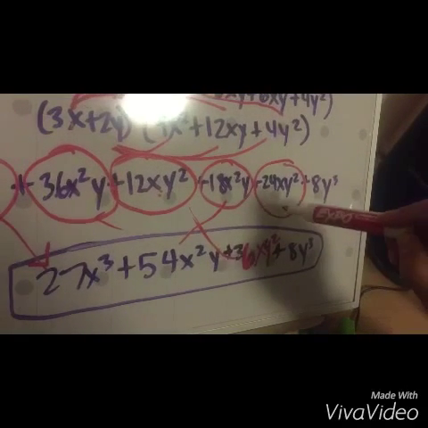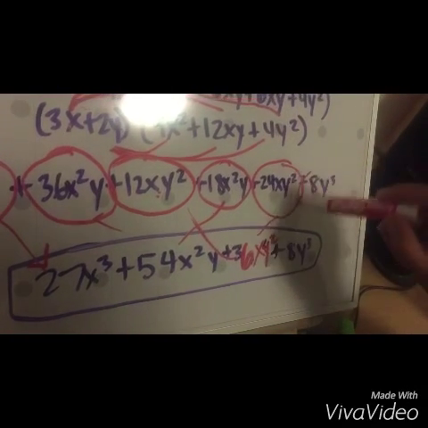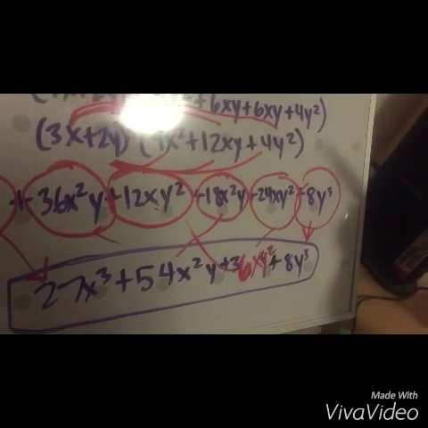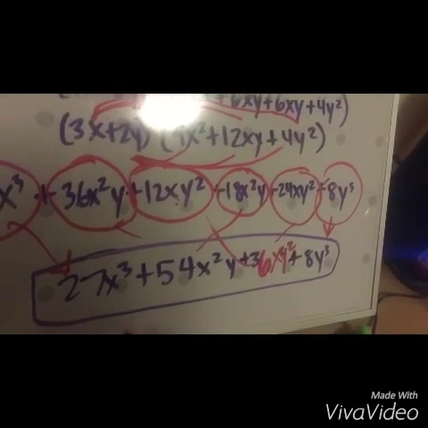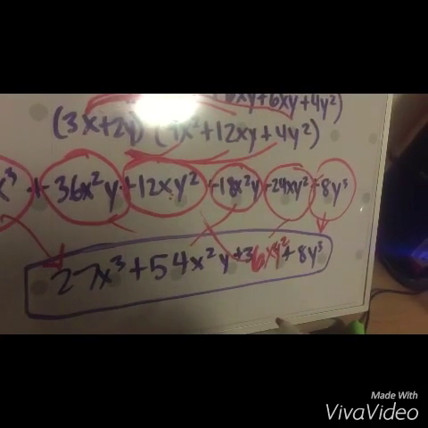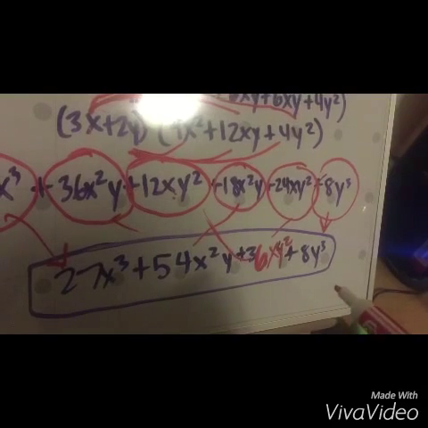We combine these right here, and then we just bring this one down because there's nothing else to combine it with. So the answer would be 27x to the third plus 54x squared y plus 36xy squared plus 8y to the third.